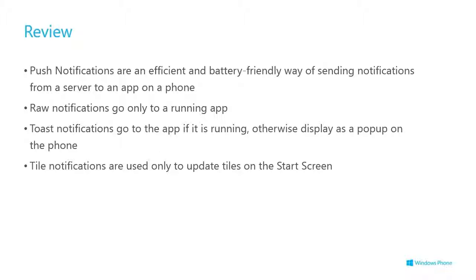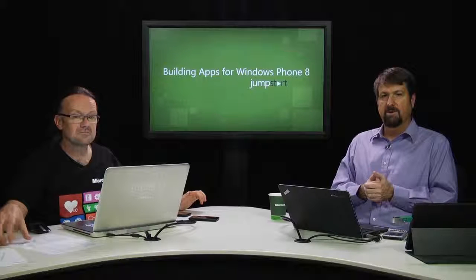And we're already reviewing. What a fast session this was. So push notifications. I know we've been pounding a dead horse here, but it's the most battery efficient way to do things. It's also the most efficient in using bandwidth versus polling. Raw notifications go to an app directly and you have a lot of latitude on how you can format them. Toast can go to the app if it's running. If it's not running, the OS handles it and shows it across the top. And tile notifications are handled by the OS to update the tiles on the start screen. And there you have it.